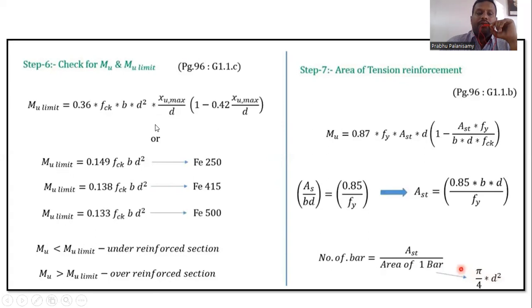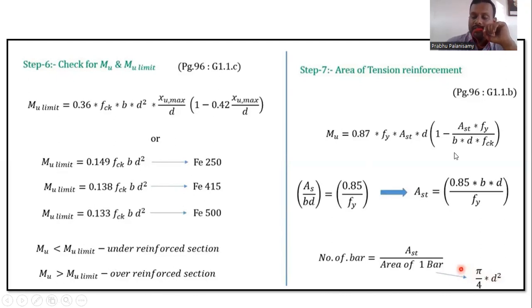Then we have to identify Mu and Mu limit. We have three kinds of section, which are under reinforced, balanced, or over reinforced. A balanced section is not possible at exactly 100 percent, but in any one condition it will be applied as under reinforced section or over reinforced. So we already know the Mu, and we have to find Mu limit based on this formula, based on the grade, and we can identify whether the section is under reinforced or over reinforced.